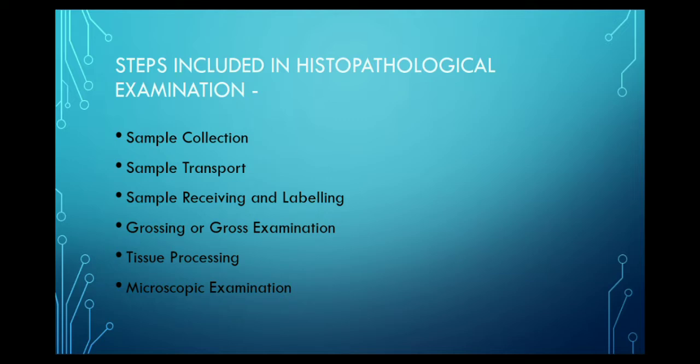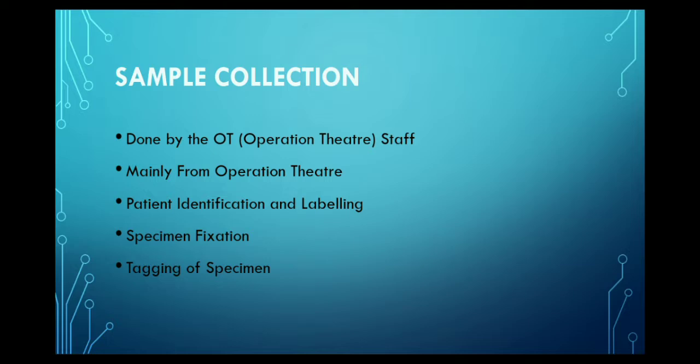First step is sample collection, second sample transport, third sample receiving and labeling, fourth grossing, fifth tissue processing, and the sixth step is microscopic examination. Now the first step, sample collection.